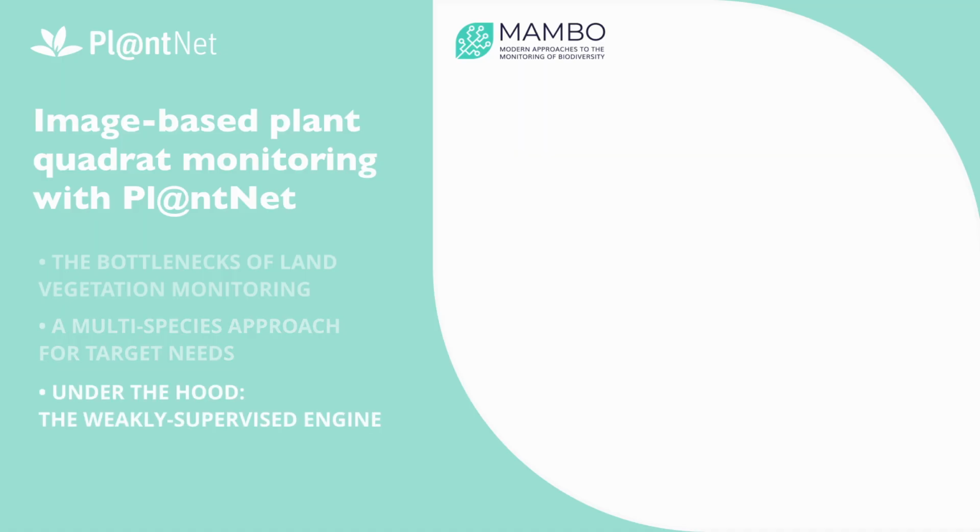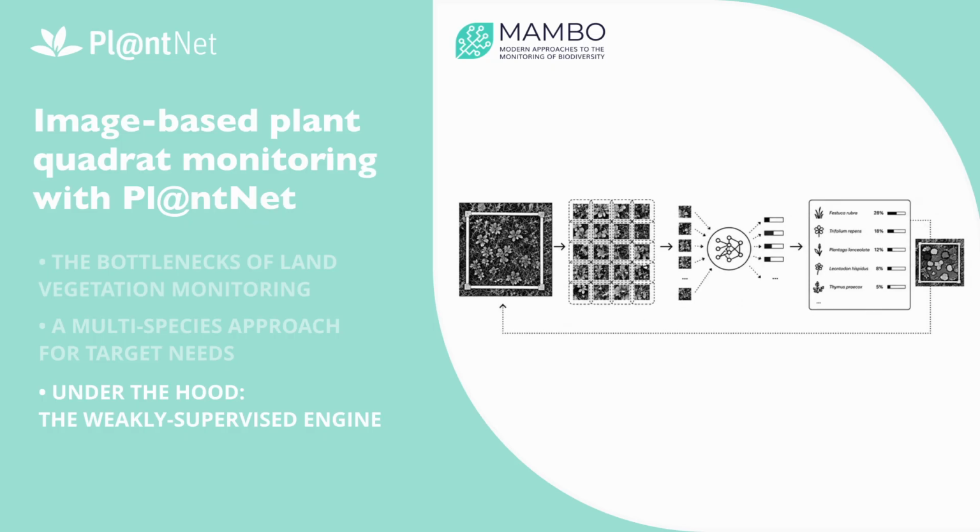To understand how it works, we have to look at the artificial intelligence engine. Traditional PlantNet classifies a single plant per image. For plots, we use a weakly supervised multi-label classification system. The engine takes a high-definition image of a quadrat, breaks it down into a grid of overlapping tiles, and runs each through our deep learning model. The AI lists all detected species and estimates their individual coverage at the original image level.